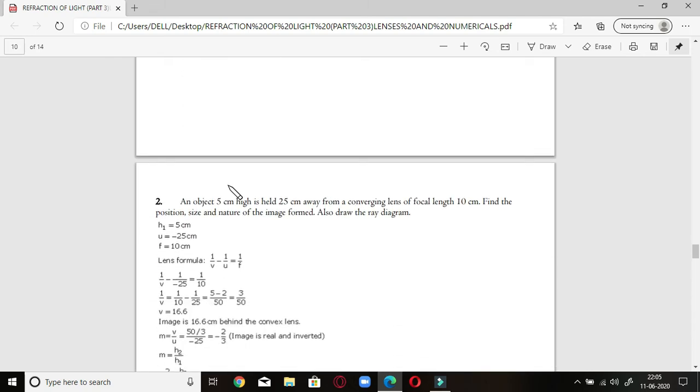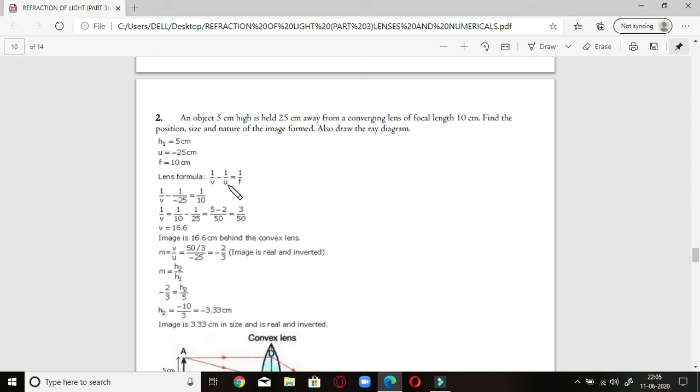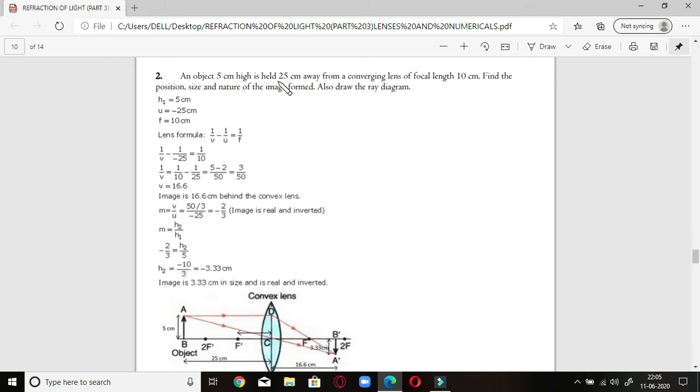Next numerical is: an object 5 cm high is held 25 cm away from a converging lens of focal length 10 cm. Converging means a convex lens, which has focal length 10 cm. Find the position, size and nature of the image. Also draw the ray diagram. This is a complete numerical for a convex lens. Let us see how to do it.